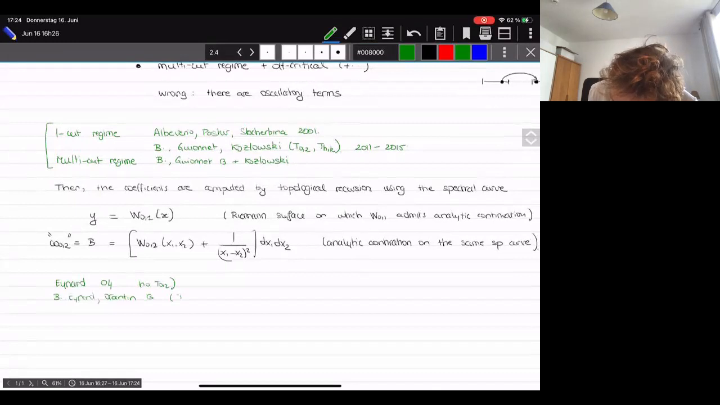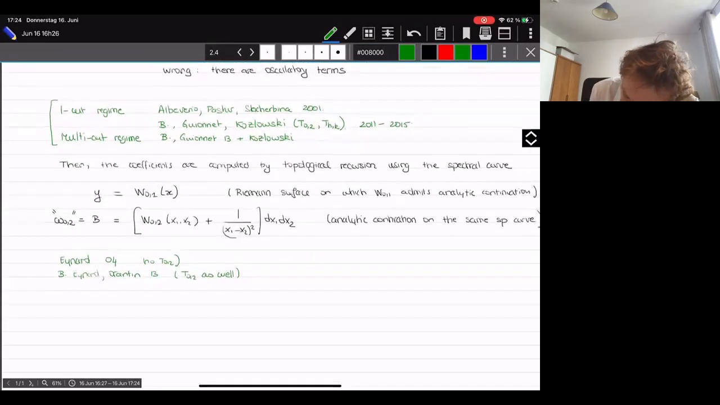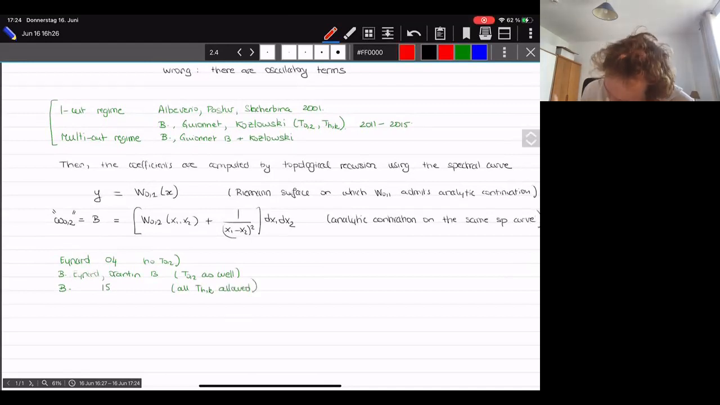When there is T02, it's due to a paper of myself, I think in 16 or 15, I don't remember, in fact. Maybe it was 15. When you have all the THK, in that case, you need what is called blobbed topological recursion.